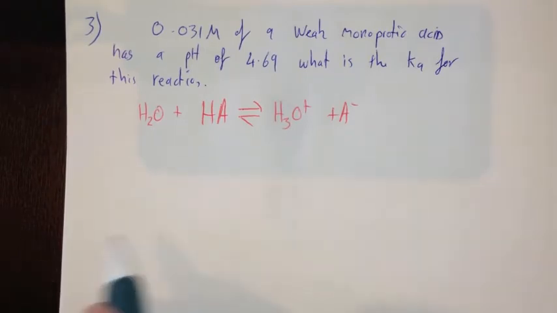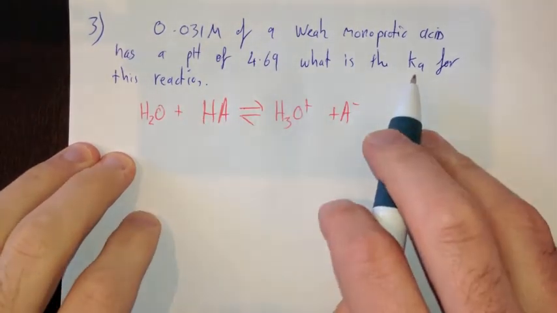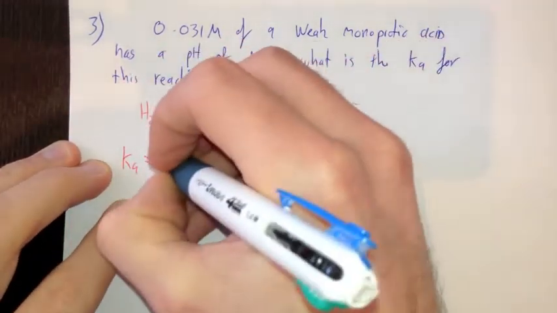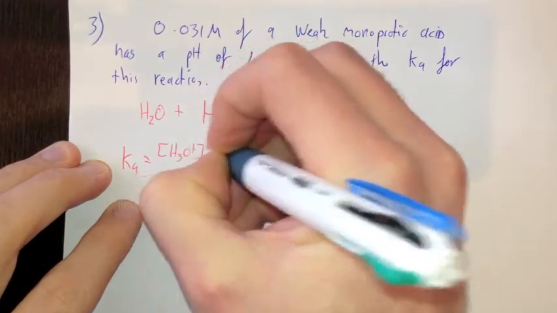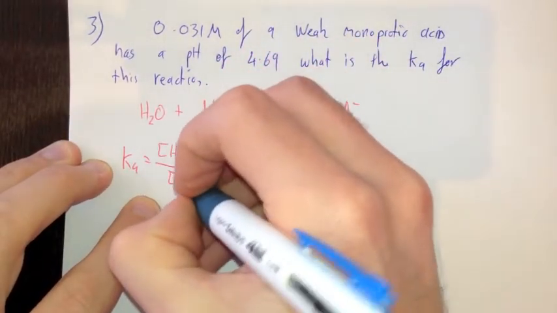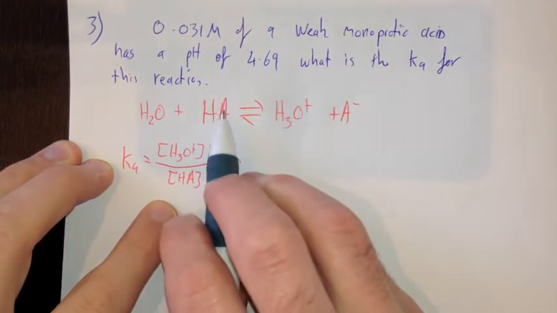Because it's monoprotic, it just dissociates. That means we can write a Ka expression. So our expression for Ka is equal to the concentration of hydronium times the concentration of A negative divided by the concentration of our initial acid.